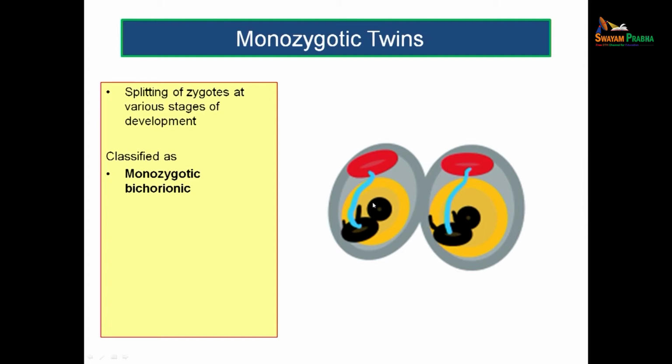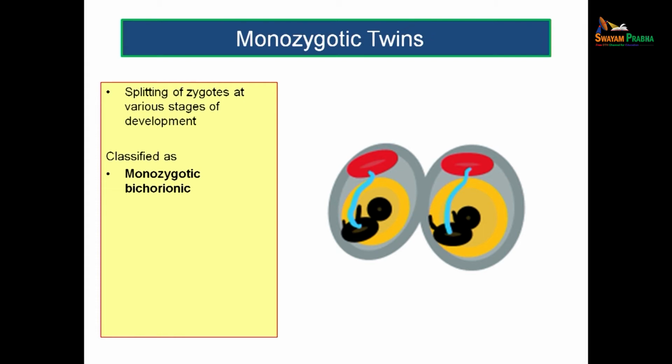What do you mean by monozygotic bichorionic? You can see that we have twins here, but they are having different chorionic cavities. They are not sharing a single chorionic cavity. So, this is known as monozygotic bichorionic. They are derived from a single zygote, but still they are having two different chorionic cavities. This is almost like that of a dizygotic twin.